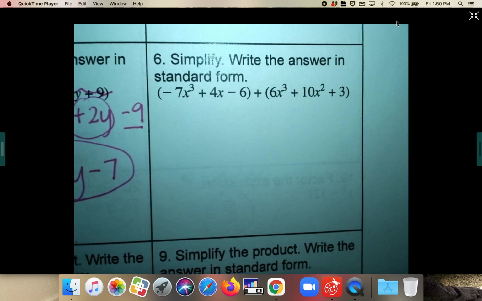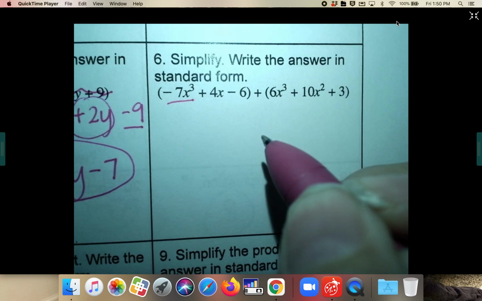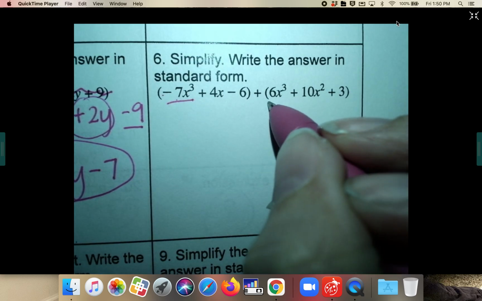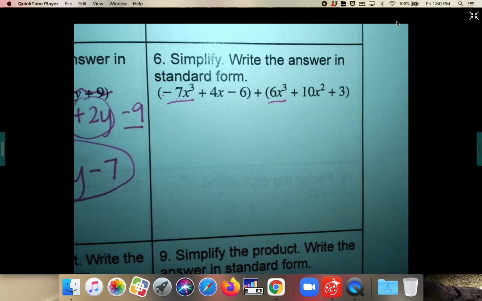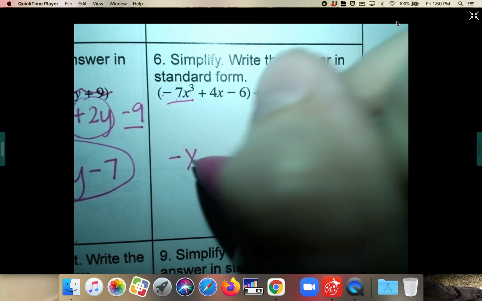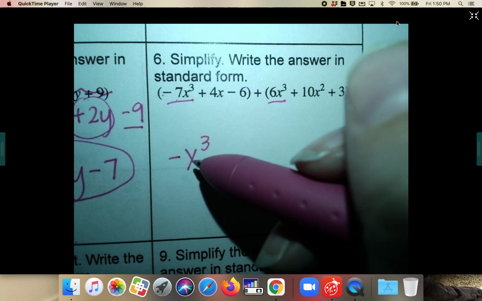All right, we've got one more that's addition, so we don't have to distribute the negative this time. We're just going to combine those like terms. So negative 7x to the 3rd and 6x to the 3rd would be negative 1, so I'm just going to write it like negative x to the 3rd because there's a hidden 1 there.